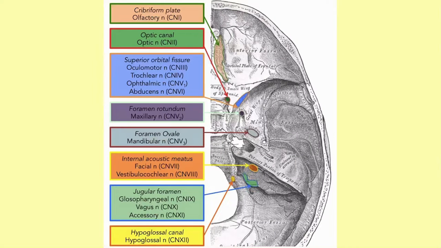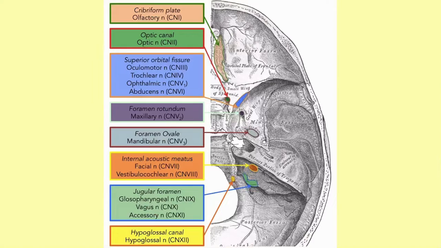Now, this is something you've got to know for Step 1, and I'm not going to go through it, but you want to know where the cranial nerves come off and what fissures they go through. So these little foramina in the skull. You want to know all of them.